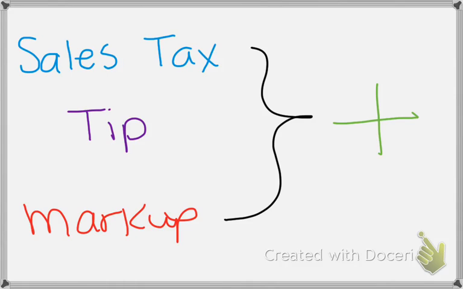So just to make sure, when you see that you're dealing with a problem with sales tax, tip, or markup, you have to remember the addition sign. You are going to be adding, because when you multiply those numbers and you find the sales tax or the tip or the markup, that's just the sales tax, the tip, or the markup. But if they're asking you for the total price, you're going to need to add that amount onto the total amount or the subtotal.